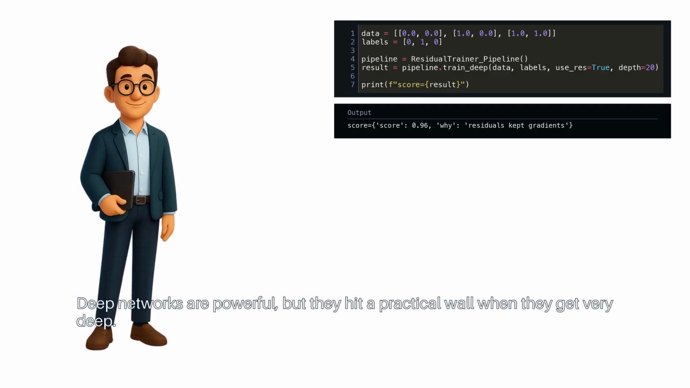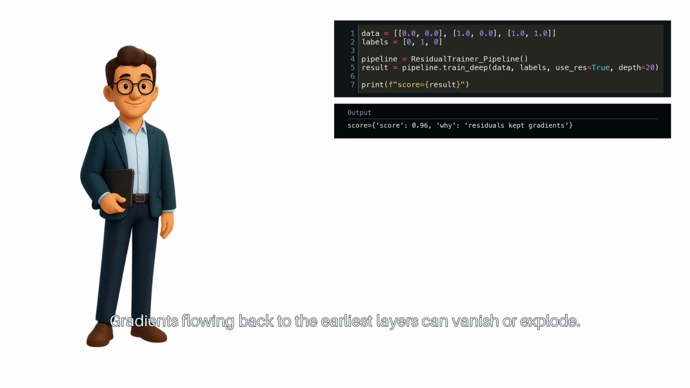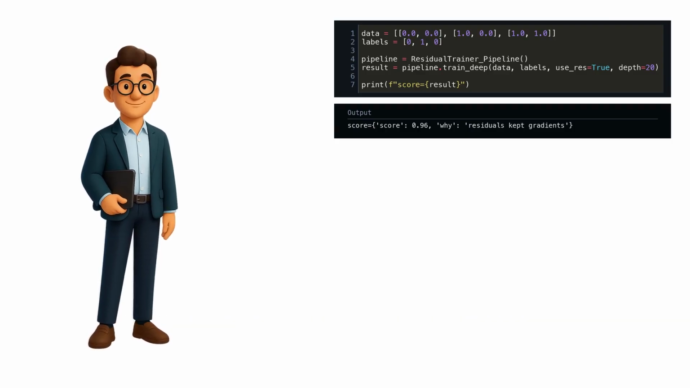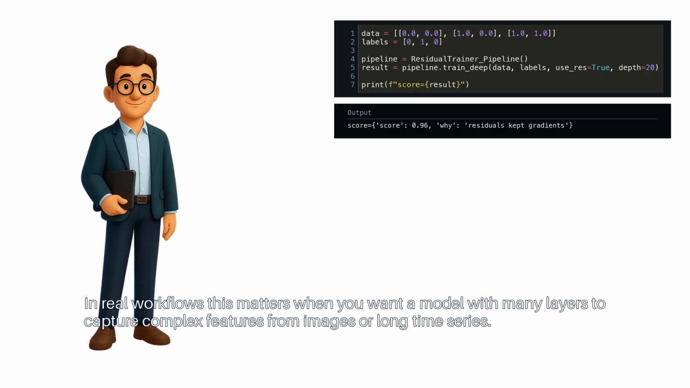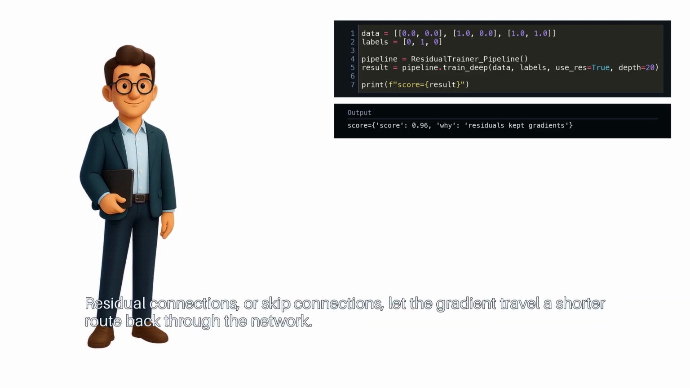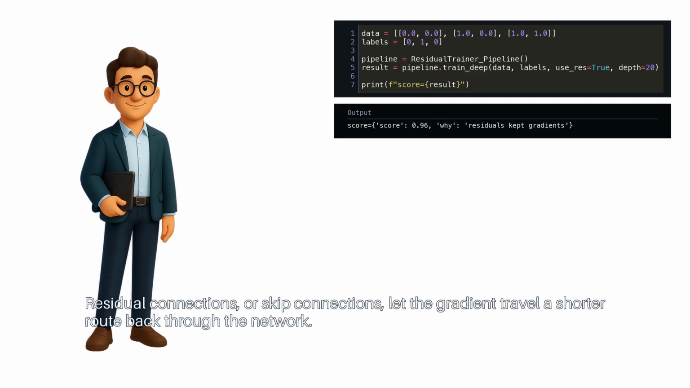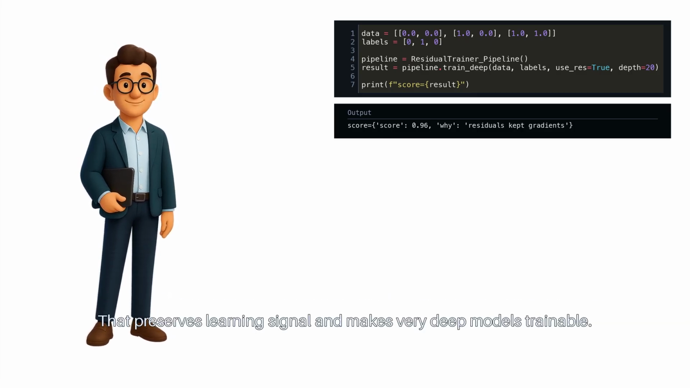Deep networks are powerful, but they hit a practical wall when they get very deep. Gradients flowing back to the earliest layers can vanish or explode. That makes the first layers learn slowly or not at all. In real workflows, this matters when you want a model with many layers to capture complex features from images or long time series. Residual connections, or skip connections, let the gradient travel a shorter route back through the network. That preserves learning signal and makes very deep models trainable.